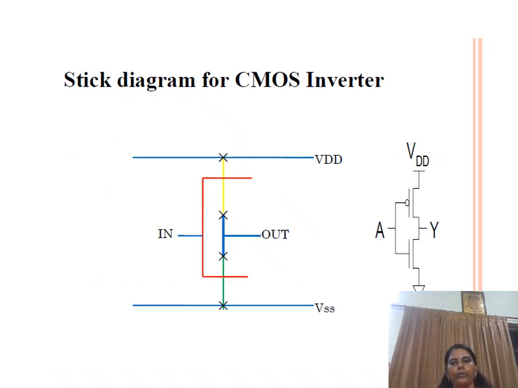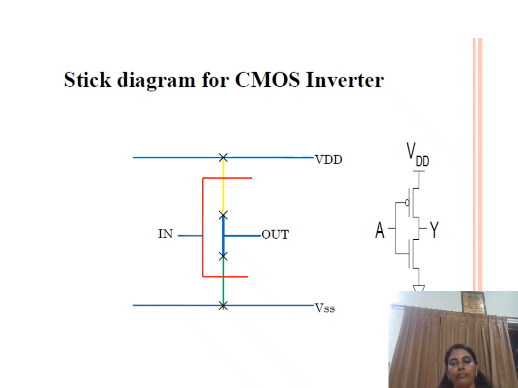Now we are going to draw the stick diagram for a CMOS inverter. We all very well know this is the CMOS inverter. In a CMOS inverter, we have one NMOS and one PMOS. The NMOS and PMOS are combined together, and the common input A is applied to both transistors, NMOS as well as PMOS. As an inverter, there is only one input and one output. The bottom line is our ground line, which is VSS, and the top line is VDD.